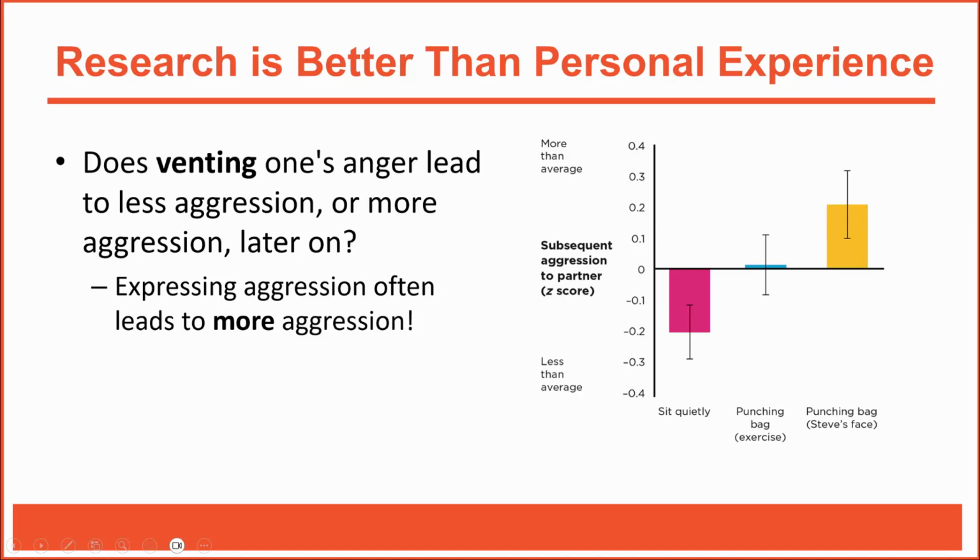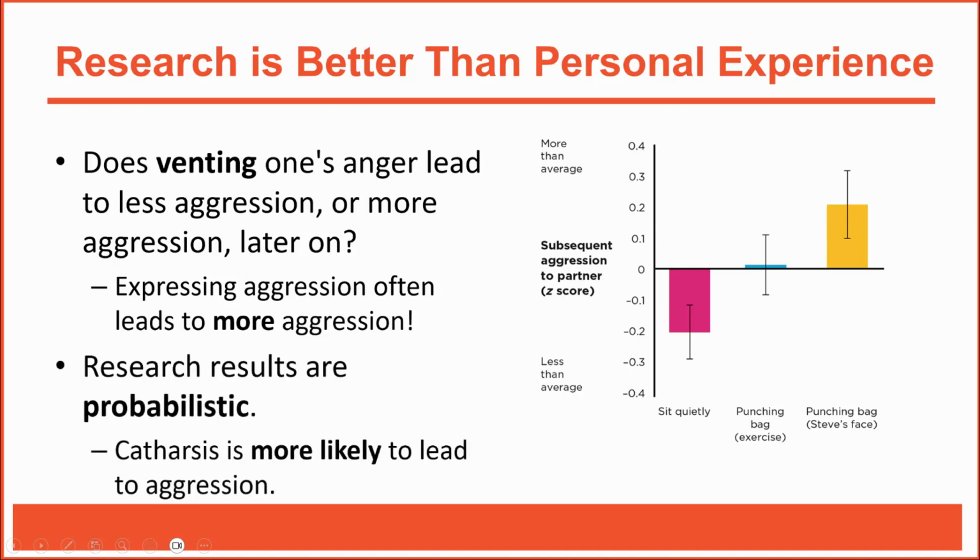Most research results aren't that straightforward. Instead, most research results are more probabilistic. That simply means that catharsis is more likely to lead to aggression, at least when compared with people who never engaged in cathartic behaviors in the first place.